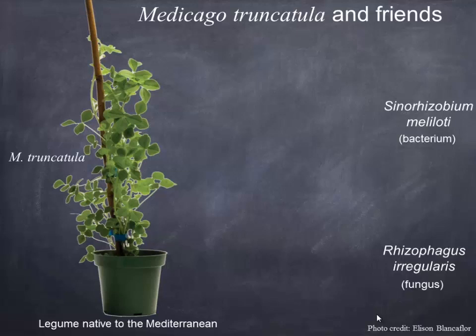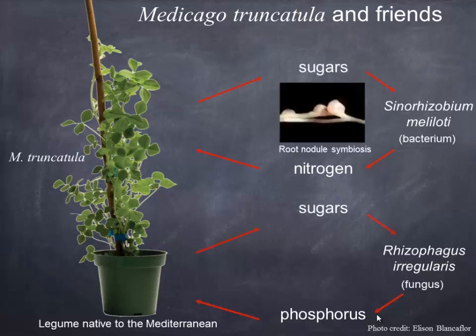So in the case of the bacterium, this supplies a usable source of fixed nitrogen to the plant. And in the case of the fungus, this supplies a source of phosphorus to the plant. In return for these goodies, Medicago feeds these microbes sugars which it derives from photosynthesis.